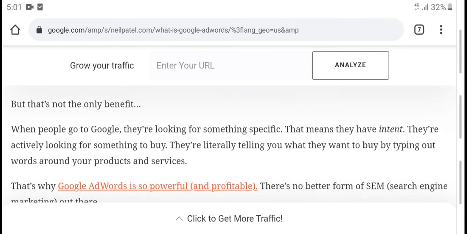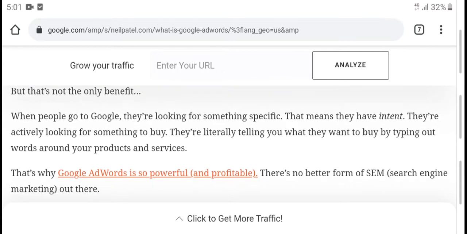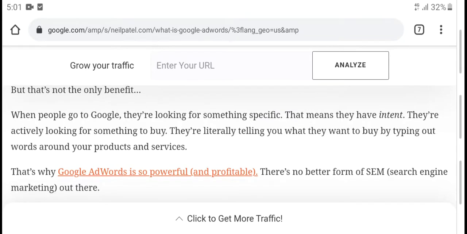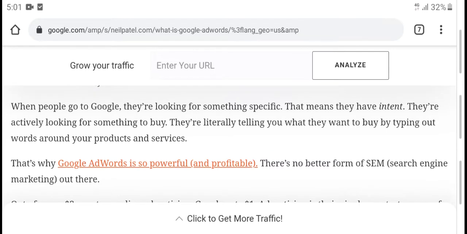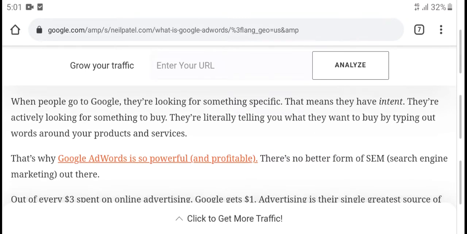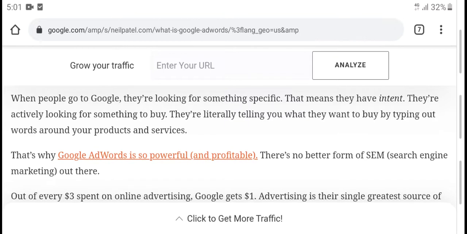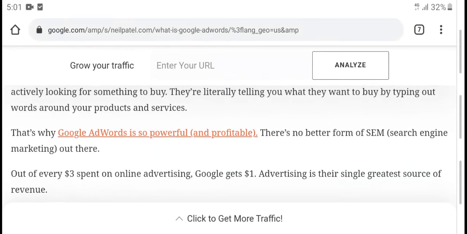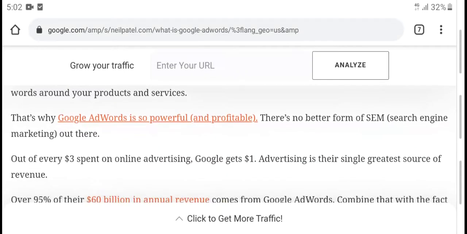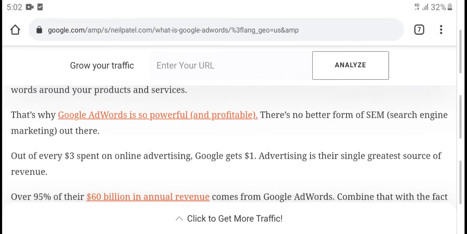when people go to Google trying to look for something, especially that means these have interest in activities, looking for something to buy. This library in training, what is instead by and typing out a word around your product or service. That's why Google AdWords is powerful and profitable.